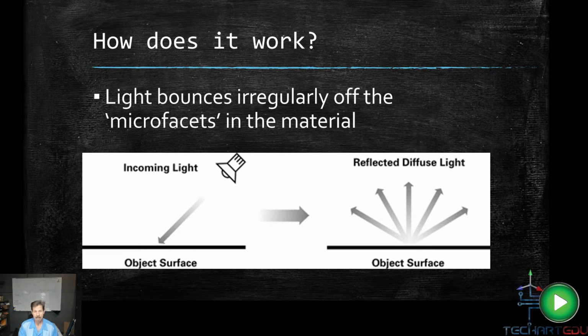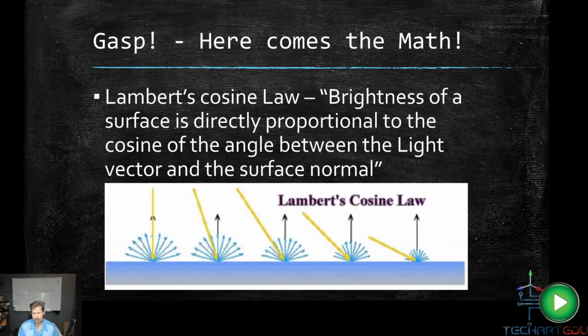All right, now here comes some math. Be warned, everyone. We're going to be invoking what's called Lambert's cosine law. In other words, it says the brightness of a surface is directly proportional to the cosine of the angle between the light vector and the surface normal. So look at this first image on the far left. You'll see that the light, which is in yellow, is coming directly down, perpendicular to the surface.